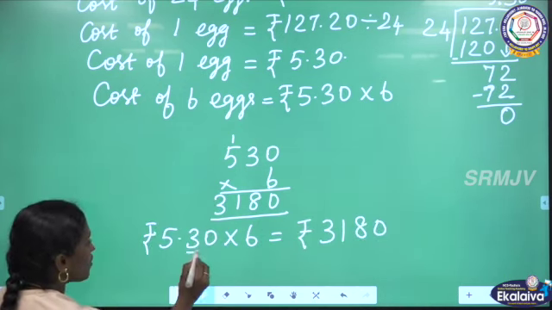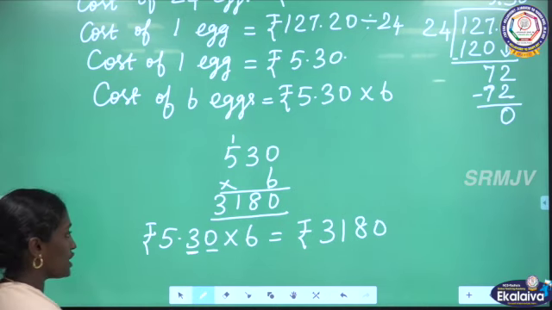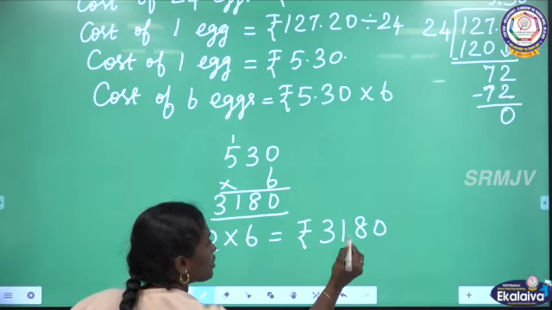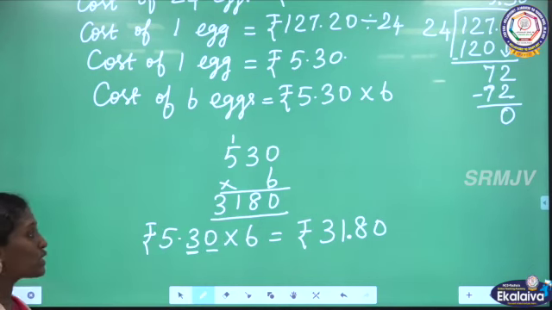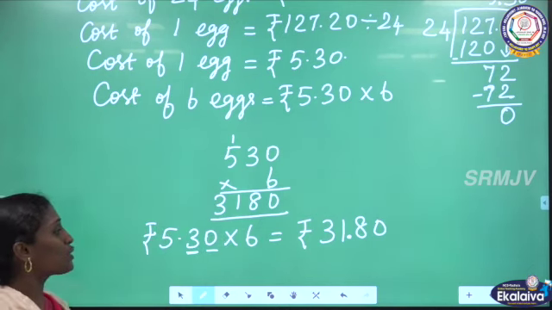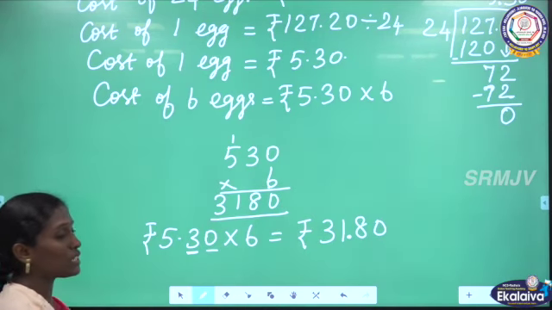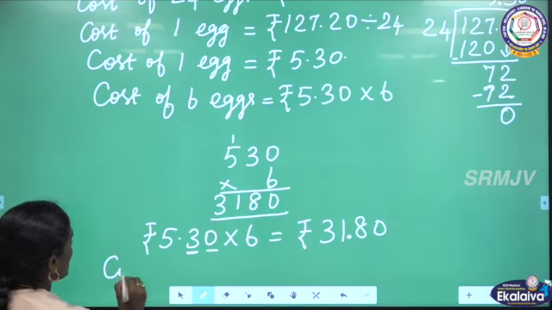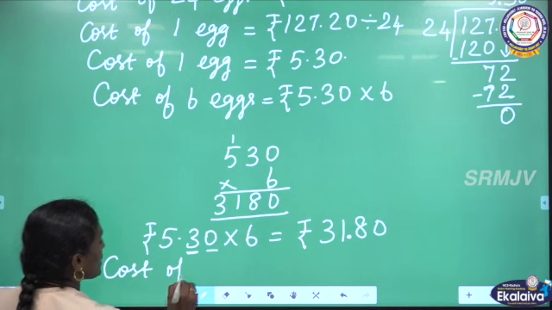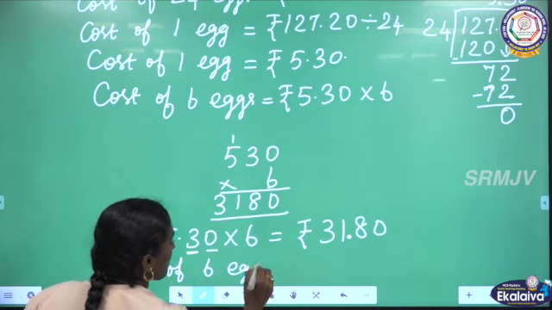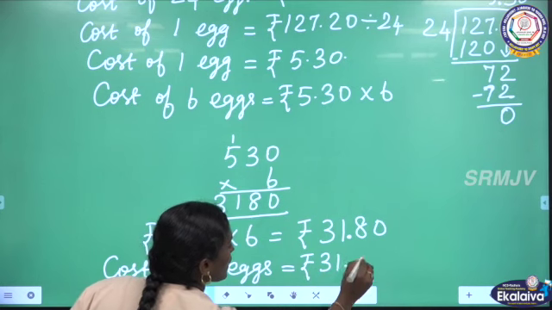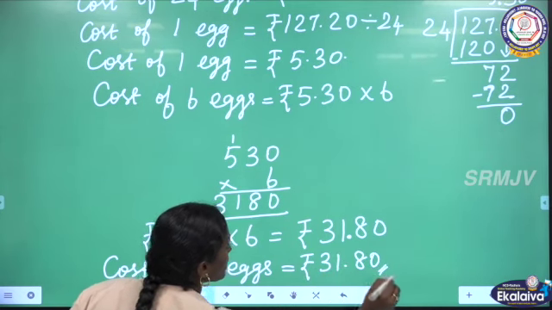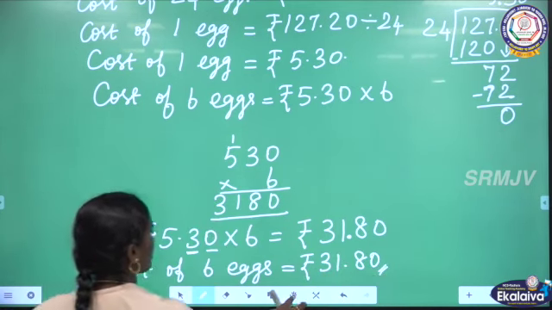We got 3180. Here how many decimal places? 2 decimal places. So in the answer also we need 2 decimal places. So from the last before 2 digits we have to keep the decimal point. So the answer is 31 rupees 80 paise. This is the cost of 6 eggs is equal to rupees 31.80, 31 rupees 80 paise.